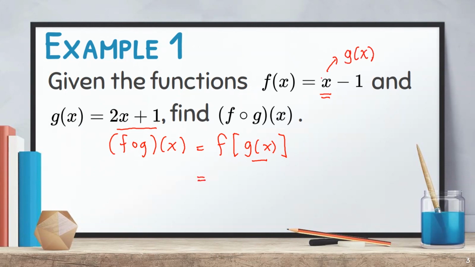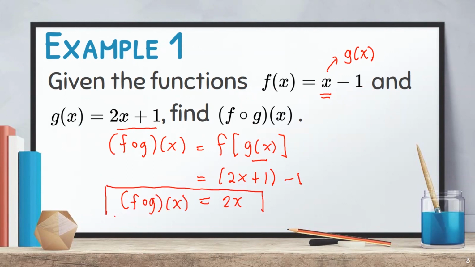So what will happen is substitute 2x plus 1 to the x of f of x. So you will have 2x plus 1, then minus 1. Then simplify this equation. So you will have 2x plus 1 minus 1 will give you simply 2x. So therefore, f composition of g of x is equal to 2x.